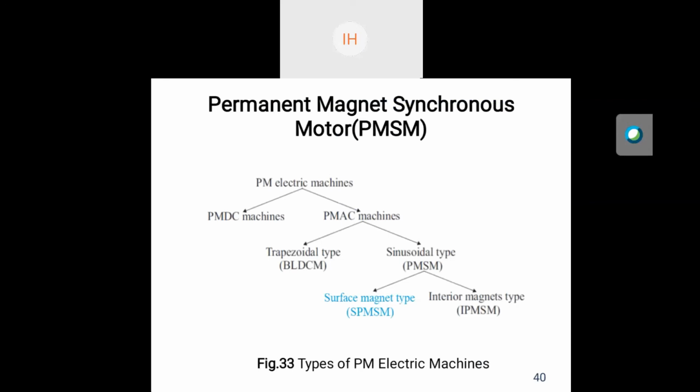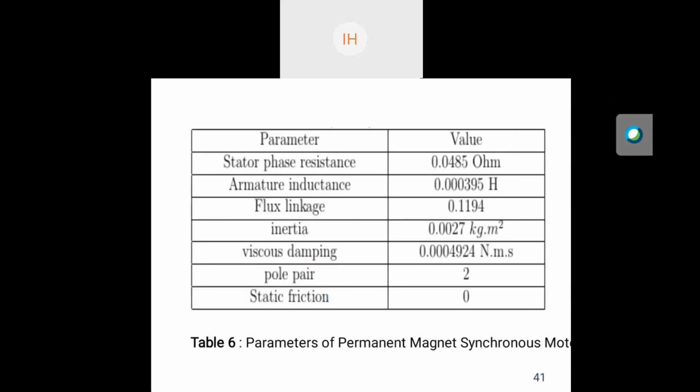So PMSM, here the different types of PM electric machine are shown in this figure. Next slide. The parameters of this PMSM are shown in this table. Here the stator phase resistance is 0.0485 and the pole pair is 2 and so on. Next slide.